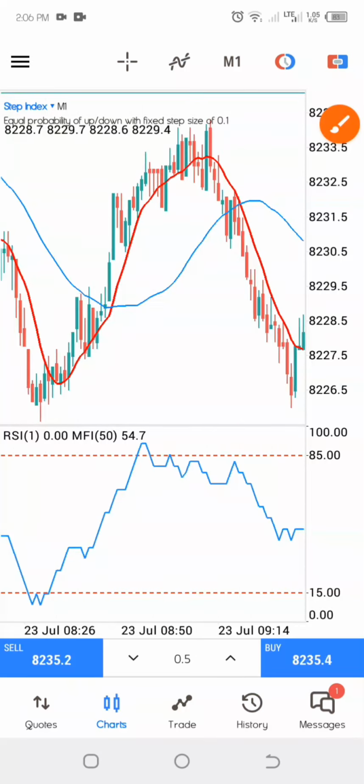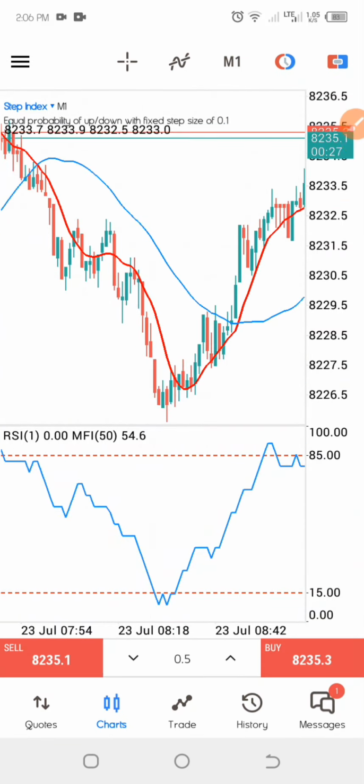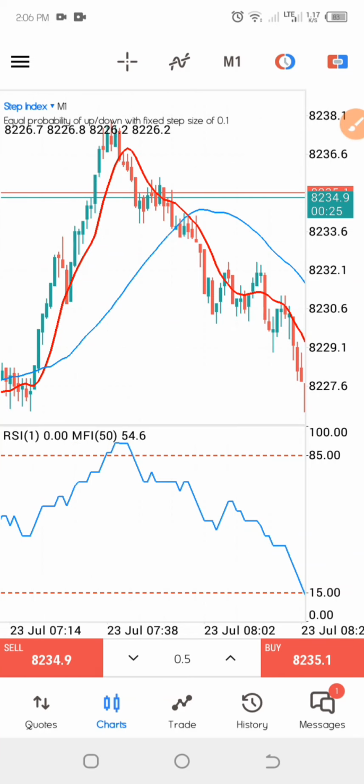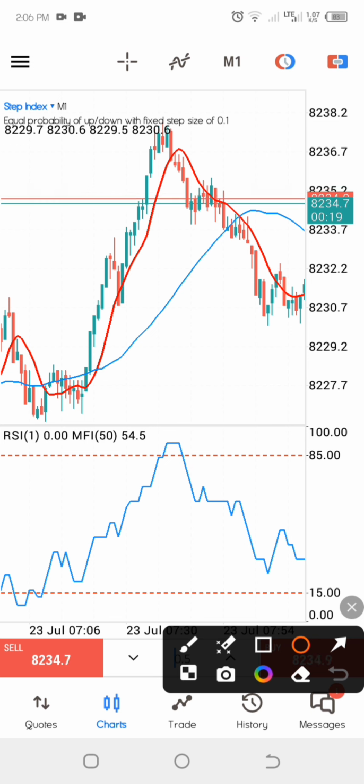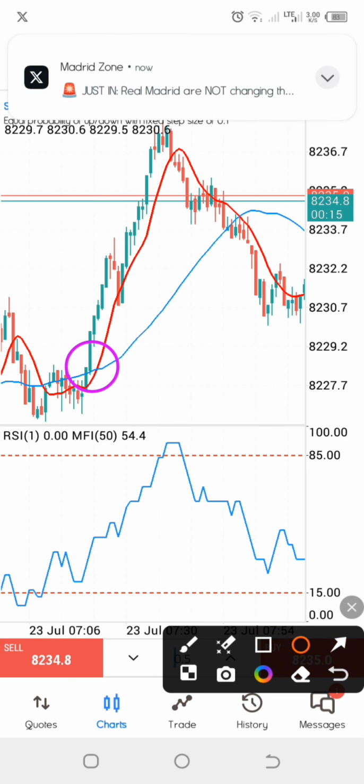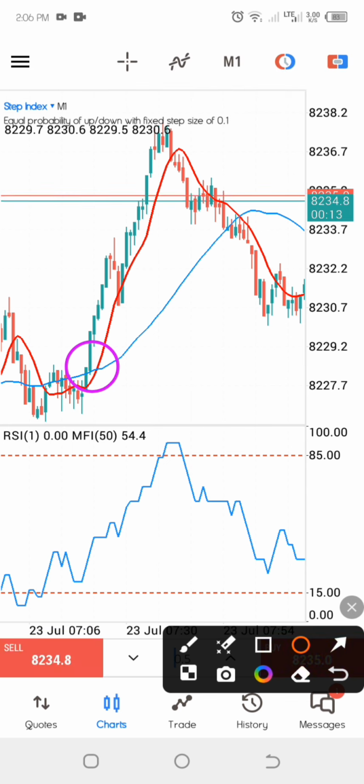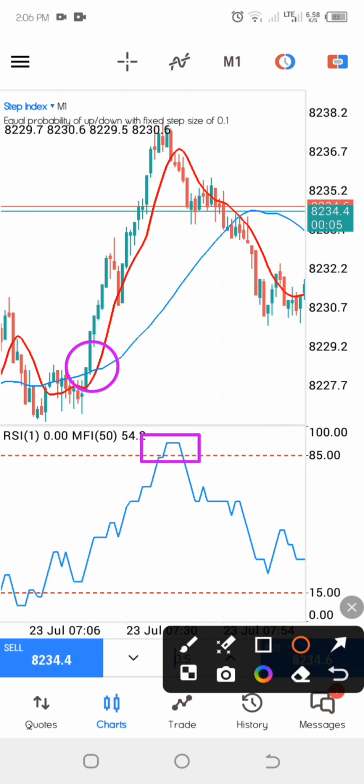So let's talk about how you take a sell trade with this strategy using the same rules. The first thing you have to do is look for where the price breaks above the moving average, which happens right here. Once we see that, the next thing you want to see is that the money flow index has come to the 85 levels of the RSI.